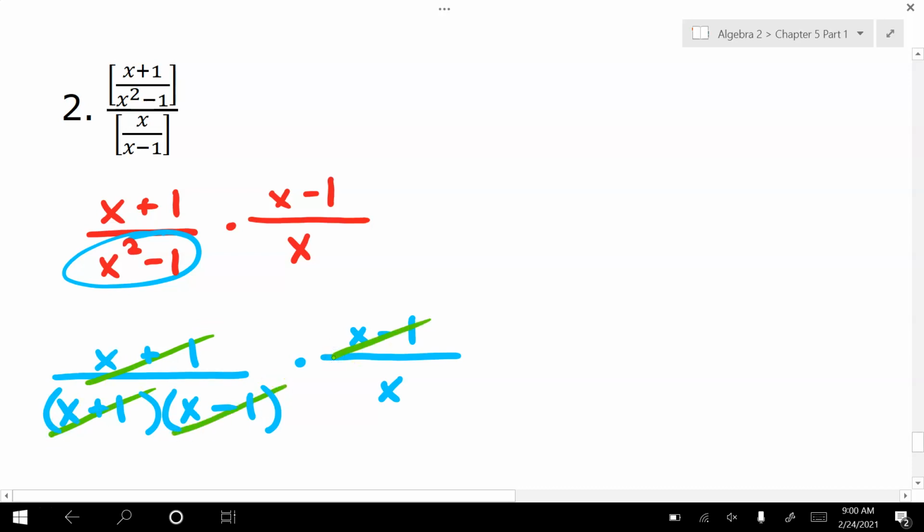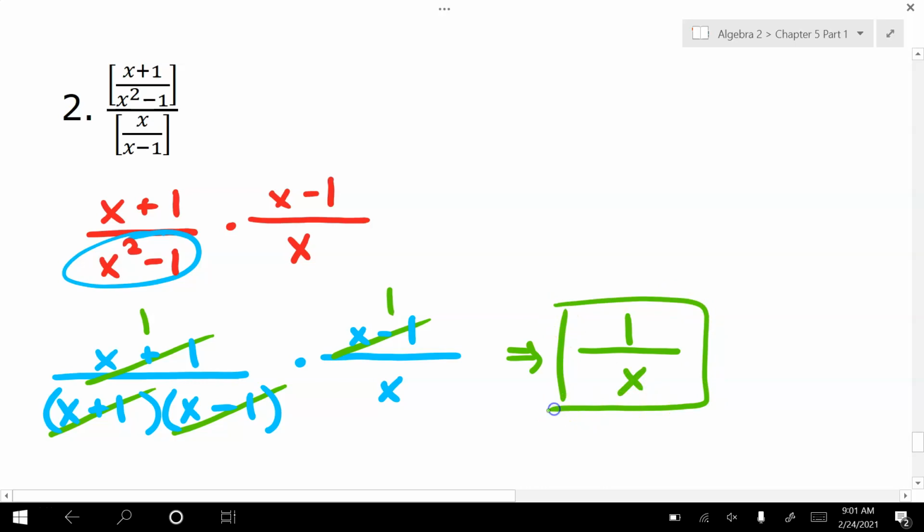What's left on top? Because I crossed off both things on top. 1. It is not a 0. Okay? Just because you crossed them off doesn't mean that it became a 0 on top. There's still a 1, because remember, anything divided by itself is 1. So these became 1s up here. What's left on the bottom? X. So our answer is 1 over x.